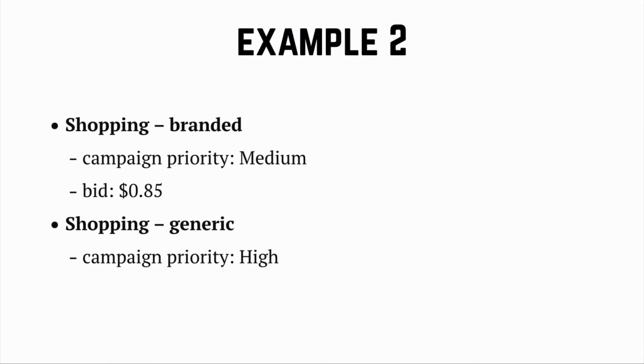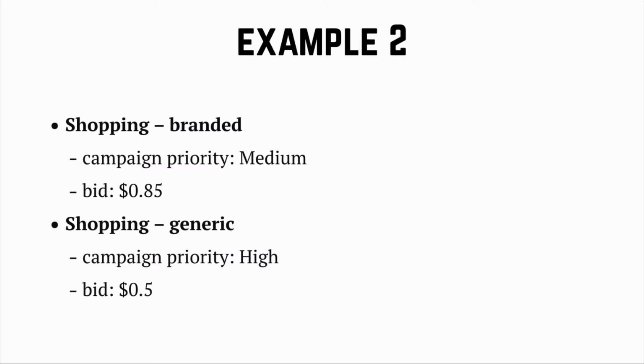Let me show you another example. Again, we have two campaigns, one targeting branded search queries and the other targeting generic search queries. The branded shopping campaign has a priority set to medium, and the generic one has campaign priority set to high. So what will happen is, at first, if Google thinks a search query matches with one of our products, Google will try to serve the ad from the generic shopping campaign.